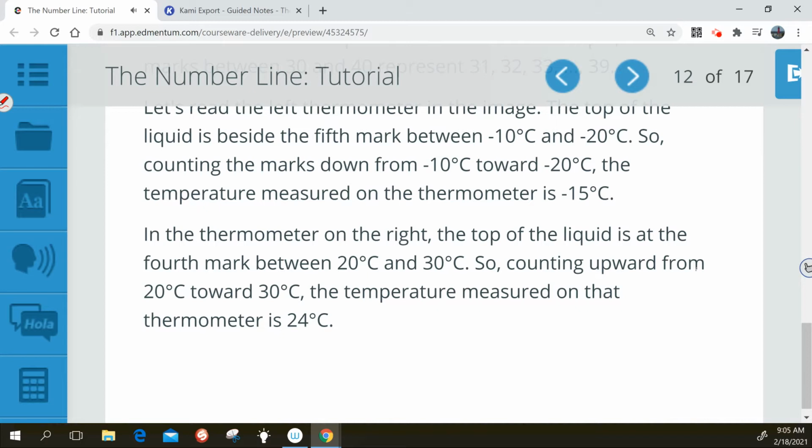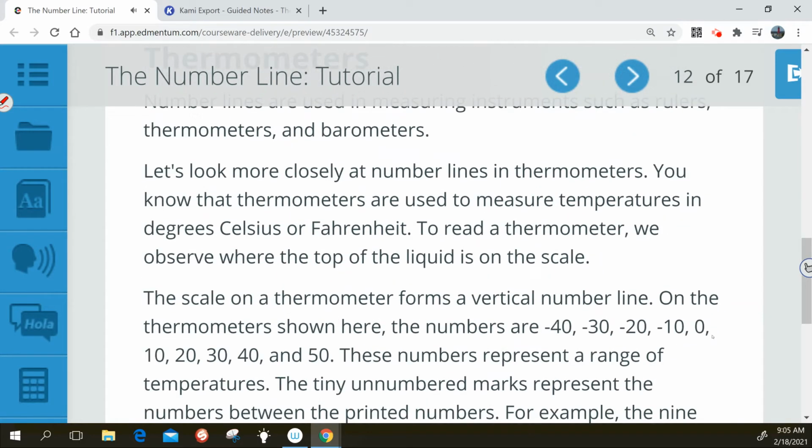In the thermometer on the right, the top of the liquid is at the 4th mark between 20 degrees Celsius and 30 degrees Celsius. So, counting upward from 20 degrees Celsius toward 30 degrees Celsius, the temperature measured on that thermometer is 24 degrees Celsius.